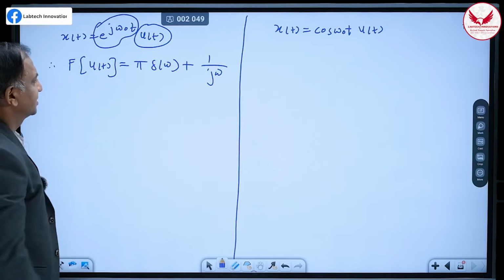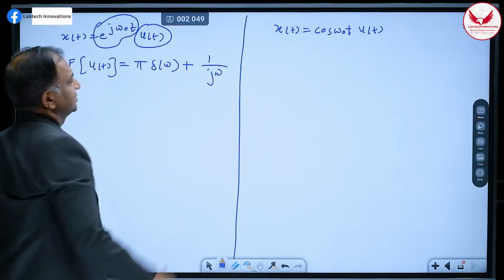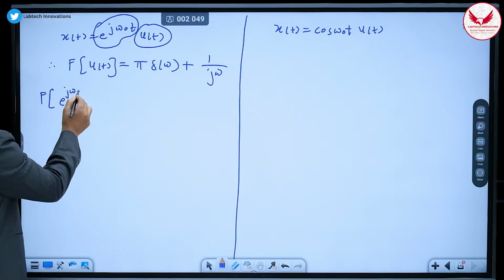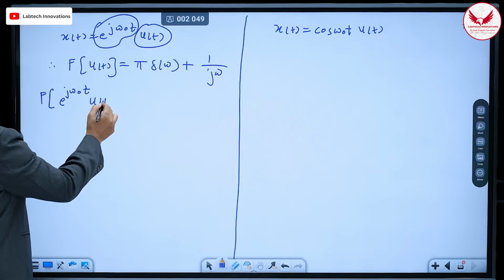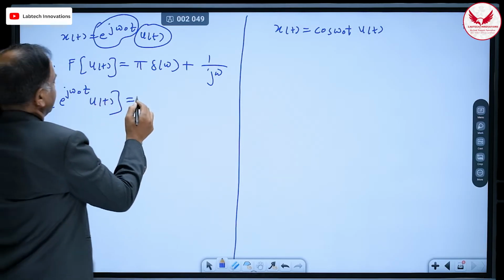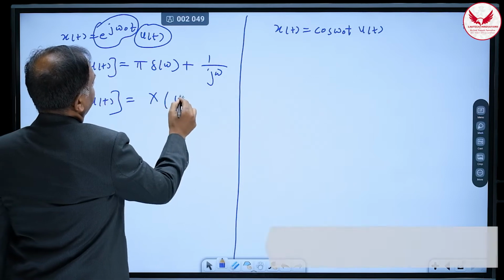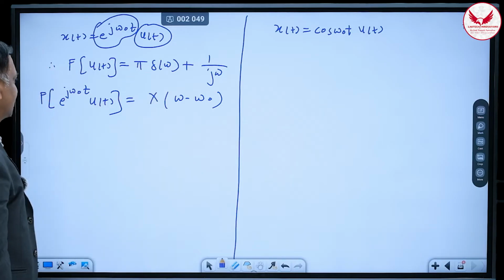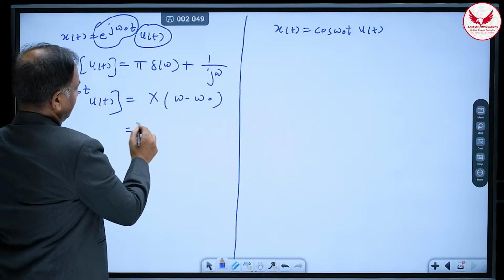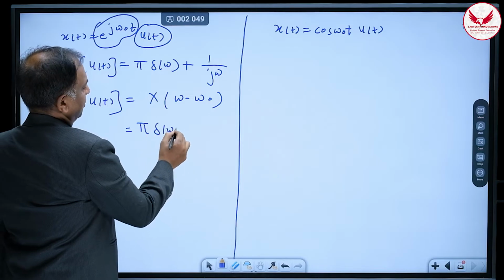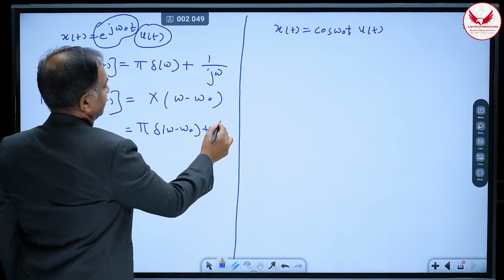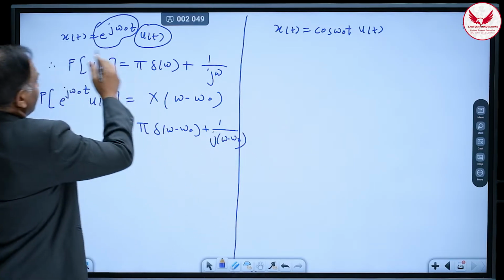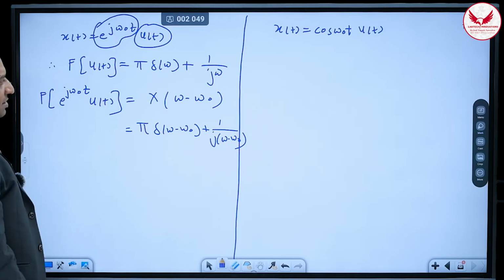The Fourier transform of u of t is equal to pi into del omega plus 1 upon j omega. When the signal is multiplied by e raised to j omega 0 t in the time domain, it is equivalent to its Fourier transform X of omega minus omega 0. So wherever omega is there, you replace it by omega minus omega 0. This is equal to pi into del of omega minus omega 0 plus 1 upon j into (omega minus omega 0). This is the Fourier transform of e raised to j omega 0 t u of t.